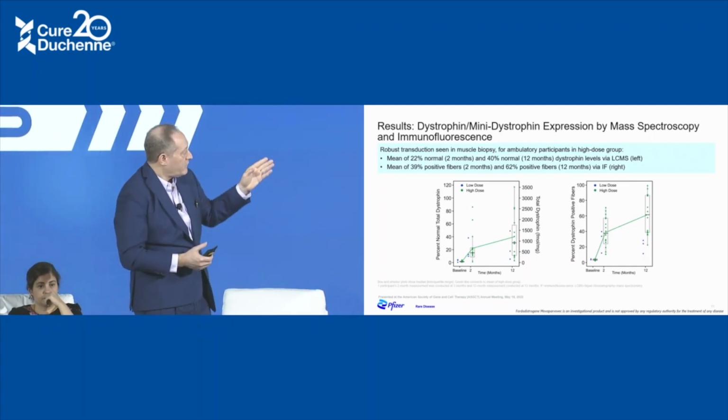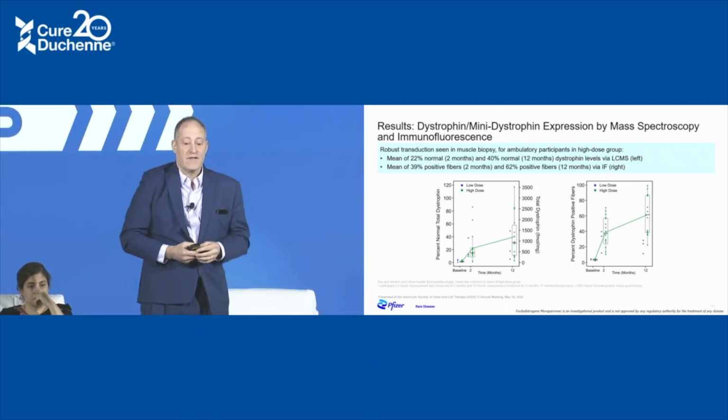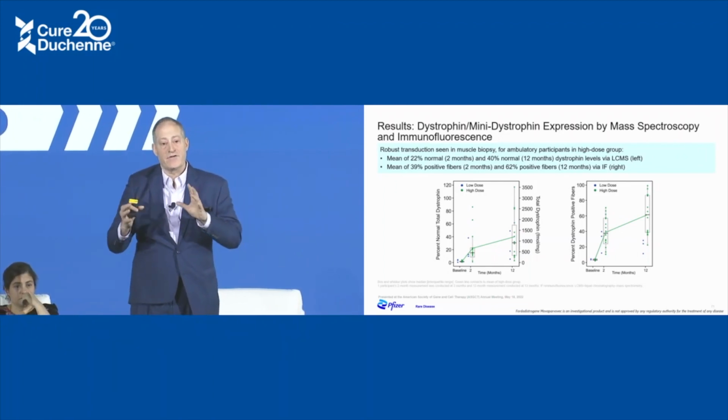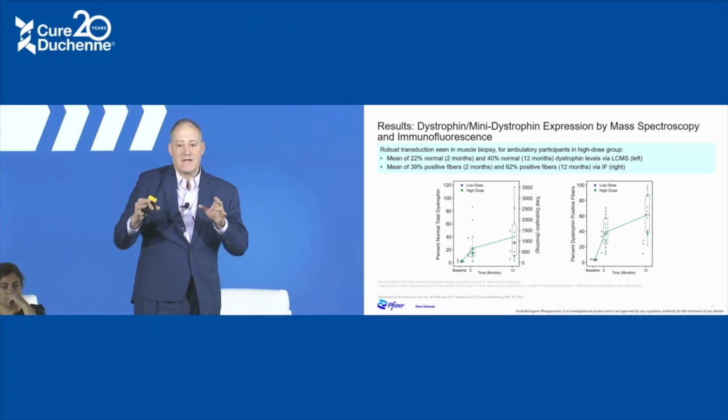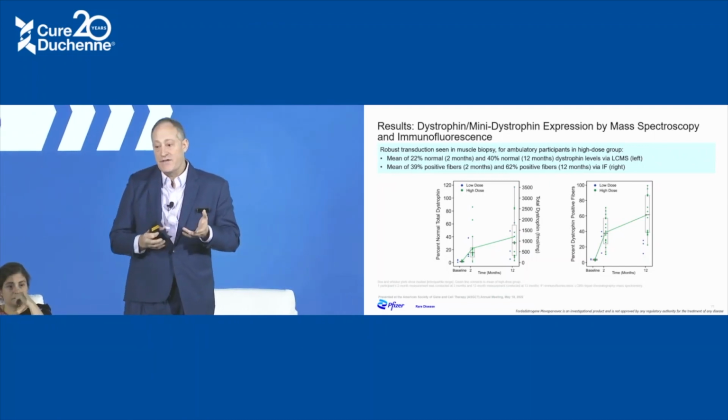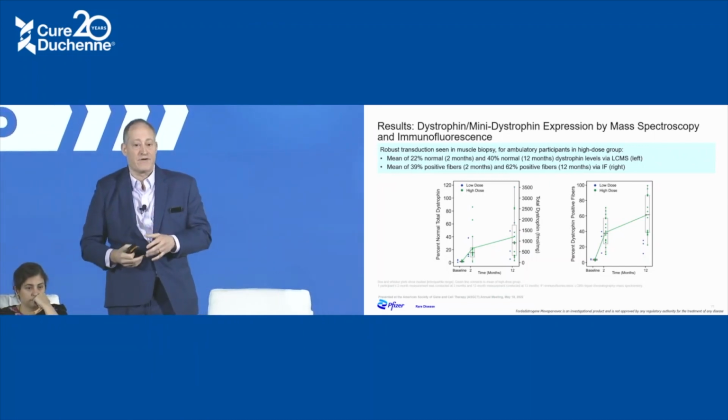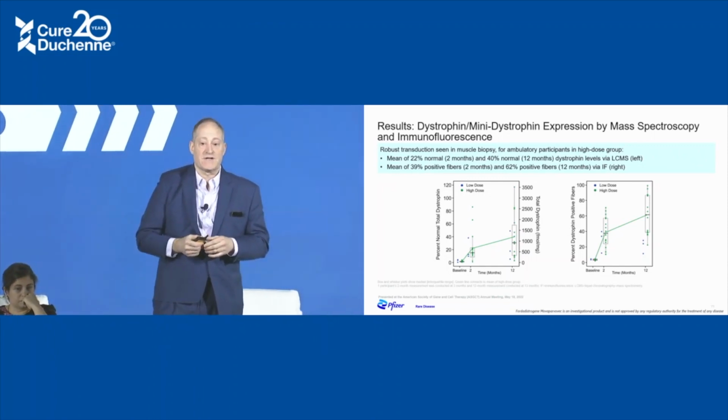And then on the right side, you will see the percentage of fibers that under the microscope were glowing, were lighting up, showing that they had mini-dystrophin inside them. And you see there that by 12 months on average, more than 50% of the muscle fibers had the mini-dystrophin inside them.